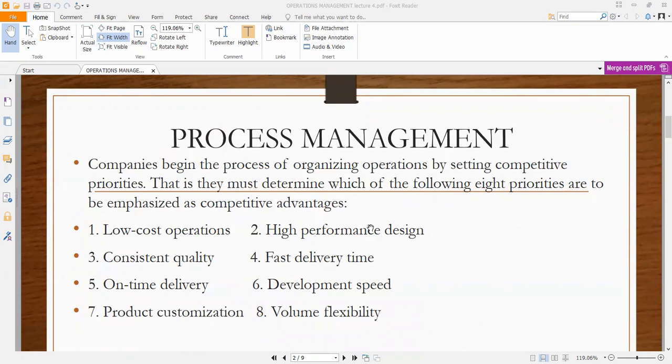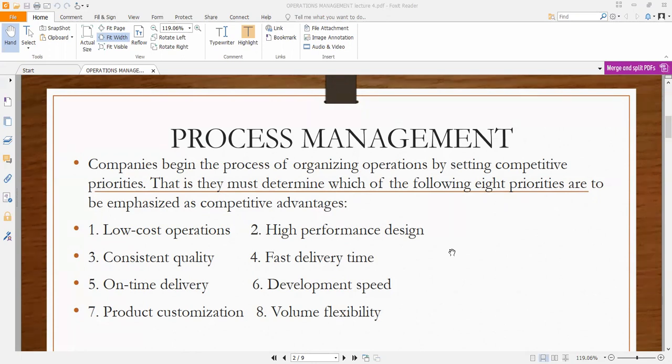Secondly, high performance design. With low cost operations, you have a high performance design at your workplace. Thirdly, we've got consistent quality, meaning that the quality, the type of goods that you produce, can be maintained. It can maintain the looks and the texture, and at the end of the day it buys loyalty from consumers. So if you can have a business that maintains quality, that is part of the priorities that you need to set.